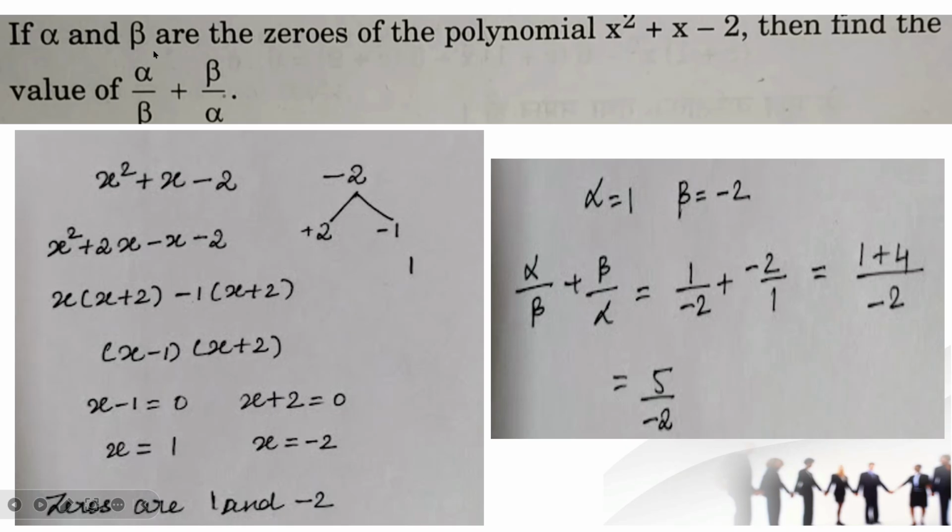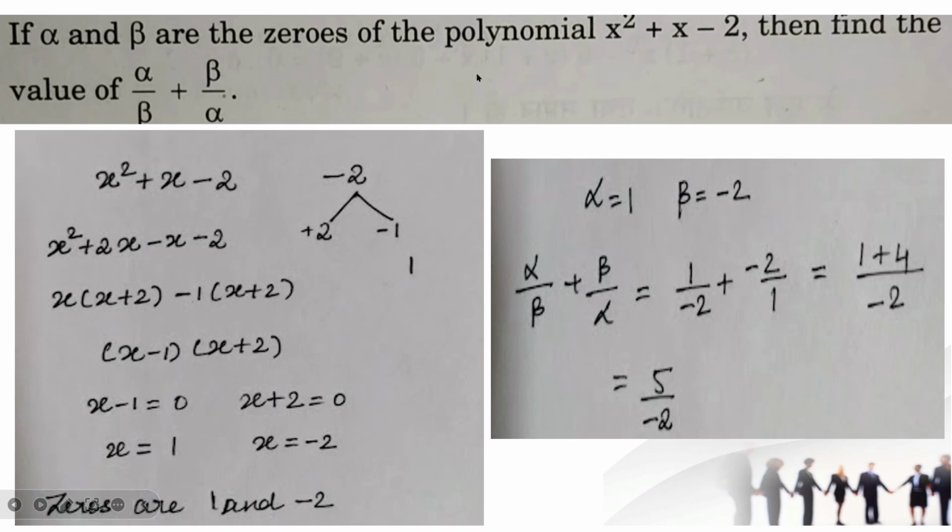Now substitute in this formula. Alpha by beta plus beta by alpha. Okay. So 1 by minus 2 plus minus 2 by 1. As the denominators were not equal, you take the LCM, or else you just multiply and write the denominators, and then 1 into 1 is 1, minus 2 into minus 2 is 4. So 5 by minus 2 is the value for this.